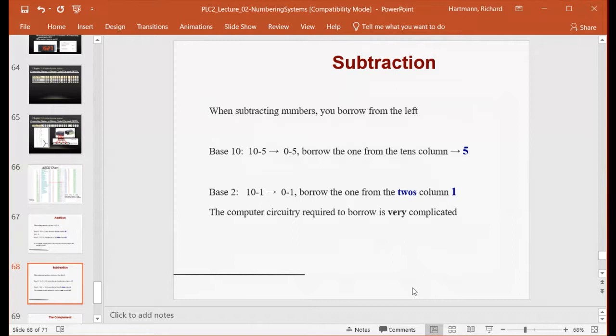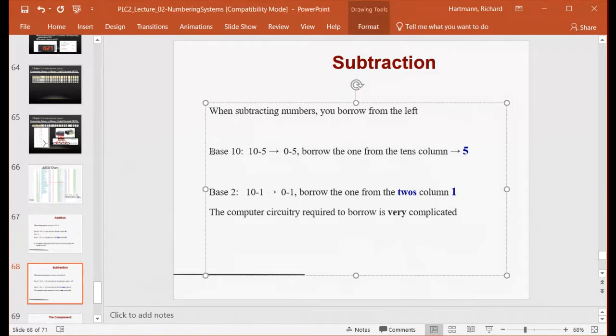All right. Now, what about subtraction though? When you start doing subtraction, it gets a little more difficult, right? Because what you have to do here is, let's say I have the number 10 and I want to subtract 5. Well, 10 minus 5 is going to end up giving us 5.